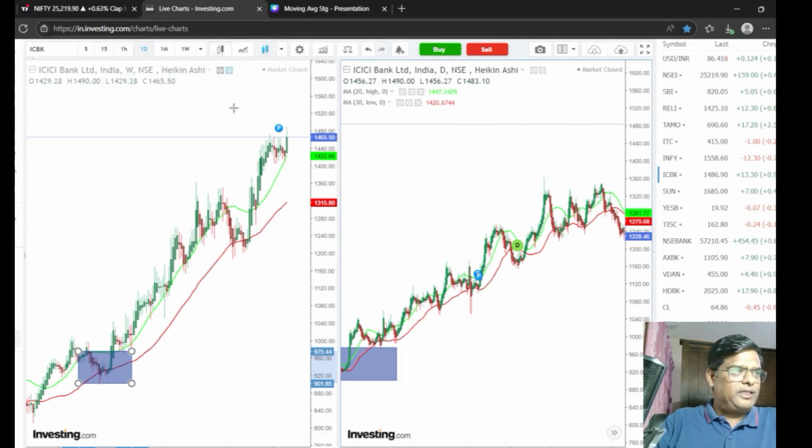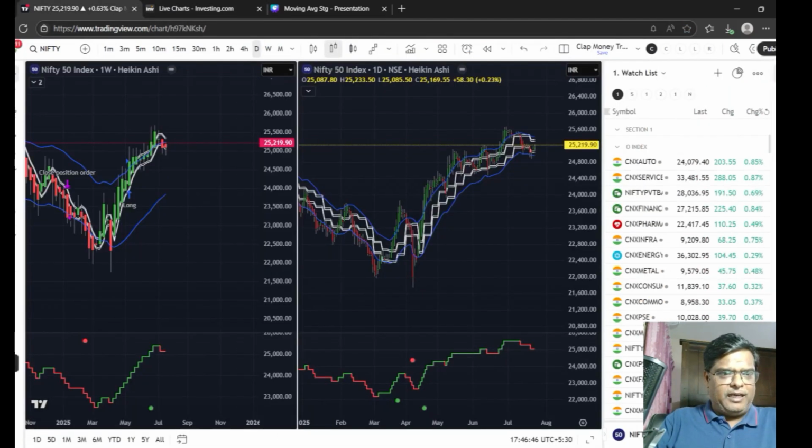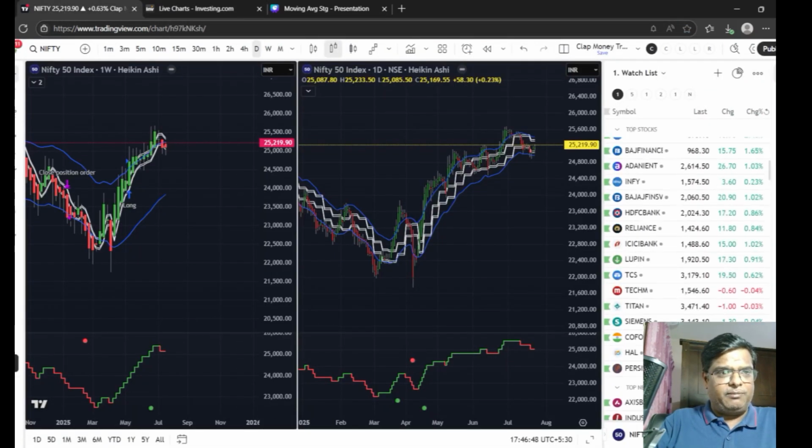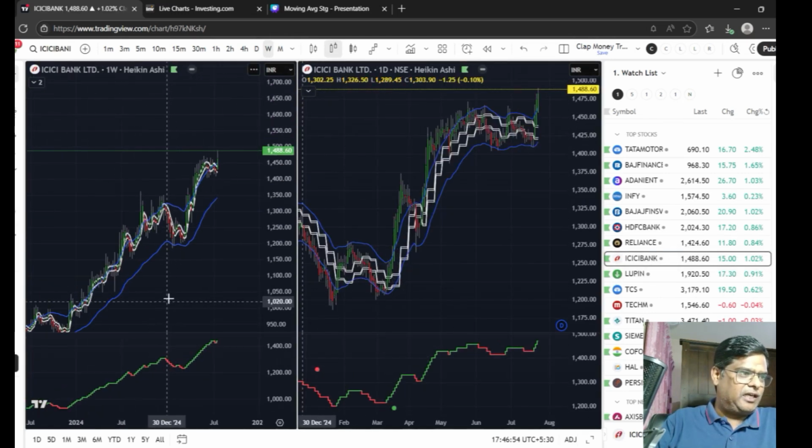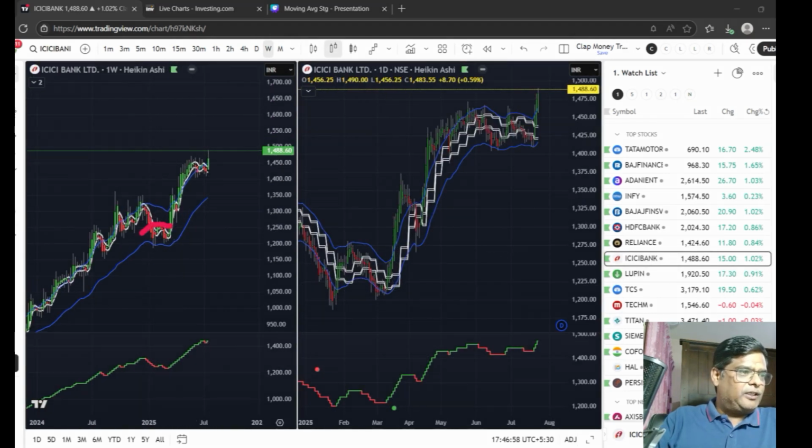That's the reason. Take ICICI Bank, same setup. I will show you ICICI Bank here also. Here you can see these lines. The price took the support here, then it went up. Once the price came back here, it went up again. This way you can trade it. You can use the same indicators.